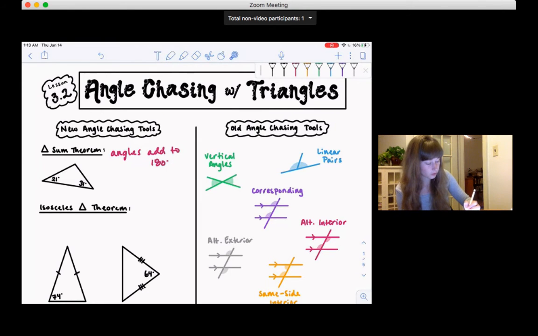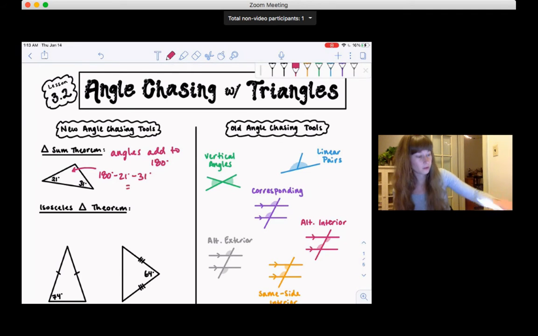So if we have our little triangle here, we have a 21-degree angle and a 31-degree angle. We can find this remaining missing angle by either adding 21 and 31 first and then subtracting that from 180, or some people like to just subtract them off one at a time. So 180 minus 21 minus 31, let's do that. We get 128. So the third angle in this triangle would have to be 128 degrees.